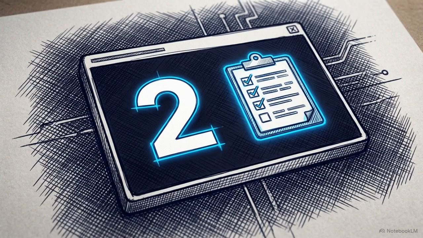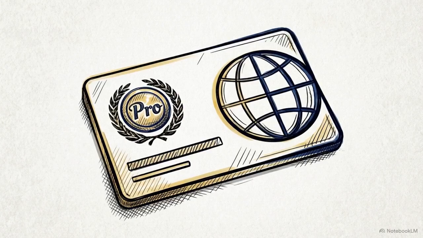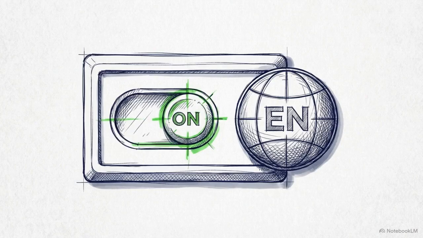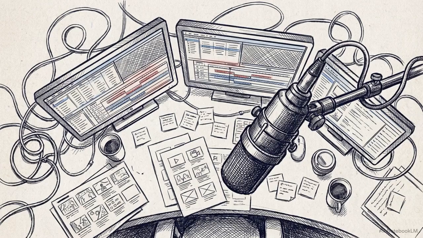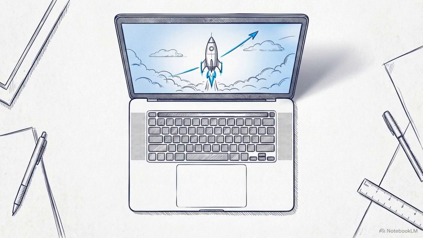Before starting, you need 2 things. First, an active Google AI subscription. Second, language settings set to English. A few days ago, turning a research paper into a video required hiring an editor, a motion graphics designer, and a voiceover artist. Now, anyone with the right subscription can generate high-end video production directly from their browser.